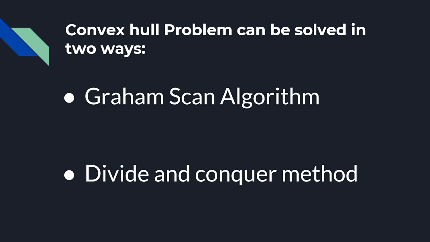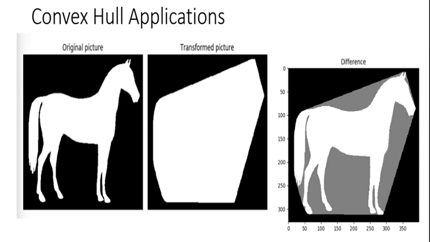Convex hull problem can be solved in two ways. First is the Graham scan algorithm and second is the divide and conquer method. There are various applications of convex hull. The applications of convex hull could be, first, classification. Provided a set of data points, we can split them into separate classes by determining the convex hull of each class. Second, collision avoidance: avoid collisions with other objects by defining the convex hull of the other objects.